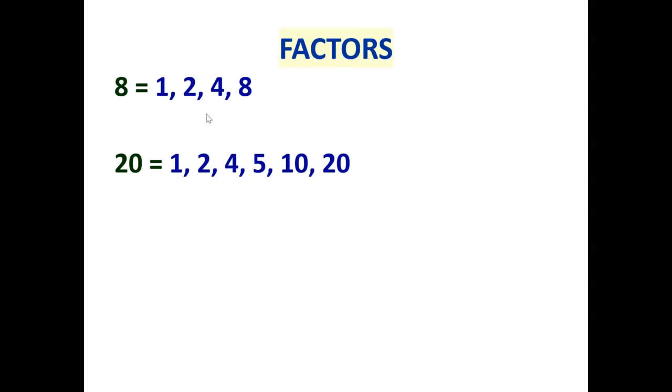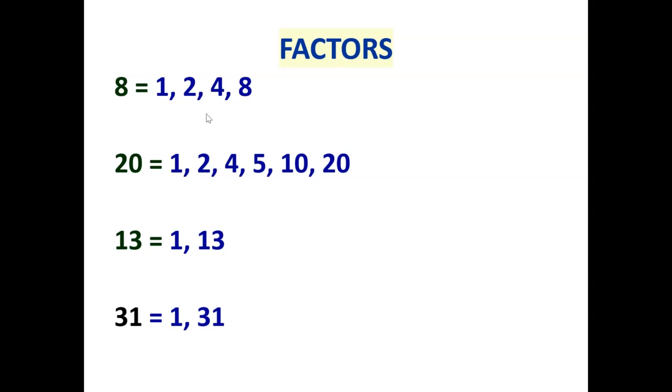Here's another example, the number 20. You can write 20 as 1 times 20, 2 times 10, 4 times 5, and all these numbers make up the factors of 20. 13 has only 2 factors, the 1 and 13. 31 is the same way, 1 times 31. Any number can always be broken down with two factors, the number itself and 1.